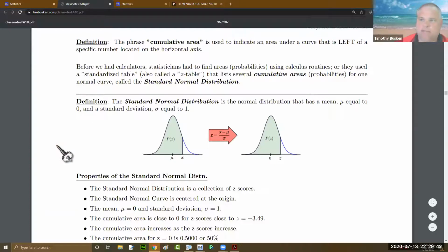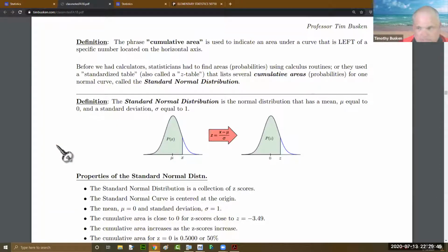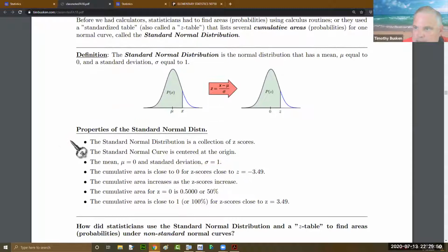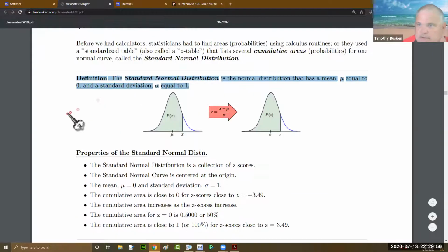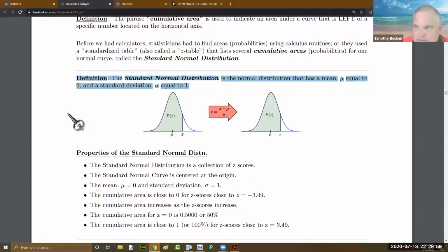So I want to talk to you about the properties of the standard normal distribution and what the z-table is and how we use it. And here's your second definition of the standard normal distribution. The standard normal distribution is the normal distribution that has a mean mu equal to 0 and a standard deviation sigma equal to 1. And so if the mean is 0, that means it's centered at the origin, or centered at 0. And here are the properties of the standard normal distribution.